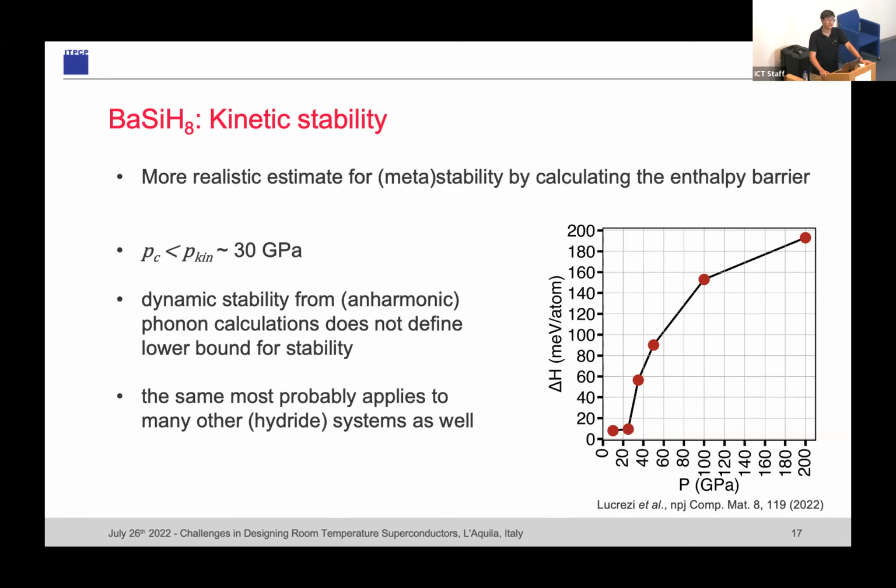And we also think that this reasoning applies to many other superconductors. It might be the reason why so many hydride superconductors, but also other structures apart from the hydrides, have not yet been synthesized by experimentalists, because they are just not stable at the pressures at which they were predicted to be stable, because these were given as dynamical pressures and not looking at the kinetic and metastable stability of these.